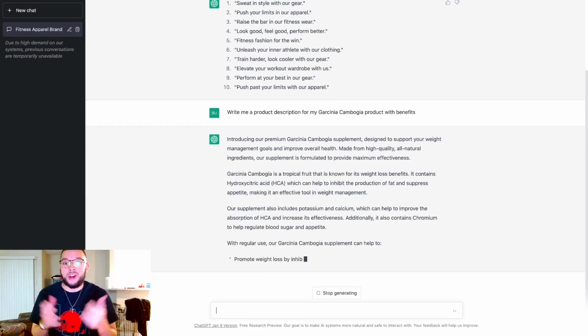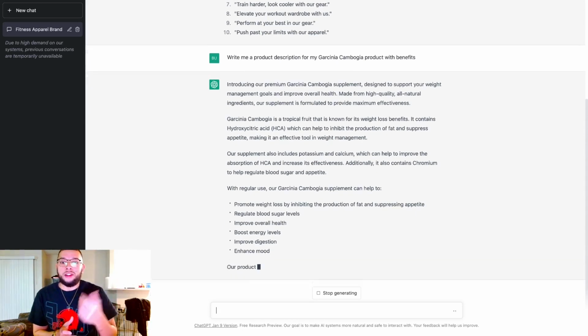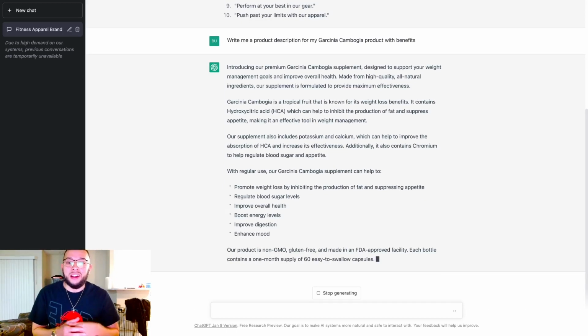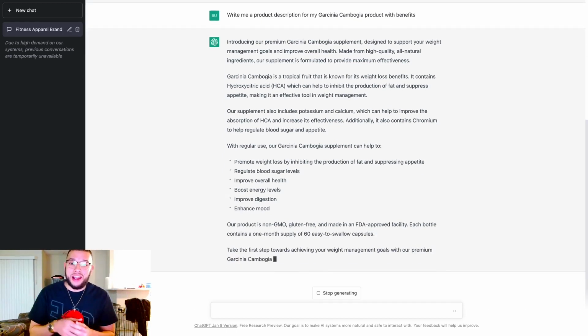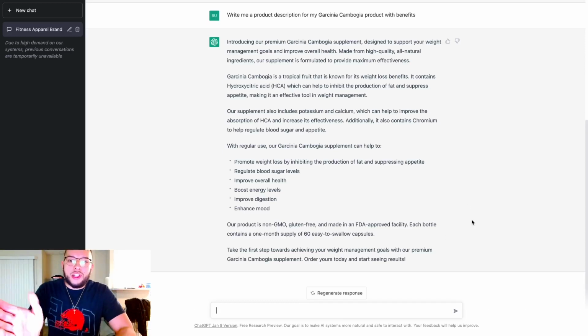Garcinia Cambogia is a tropical fruit that is known for its weight loss benefits. With regular use, our Garcinia Cambogia supplement can help promote weight loss by inhibiting the production of fat and suppressing appetite, boost energy levels, enhance mood. I mean, you can see how fast you can come up with a product description if you just keep telling ChatGPT in different ways. So I'm just going to show you the difference between writing something like that and just taking a few words out.